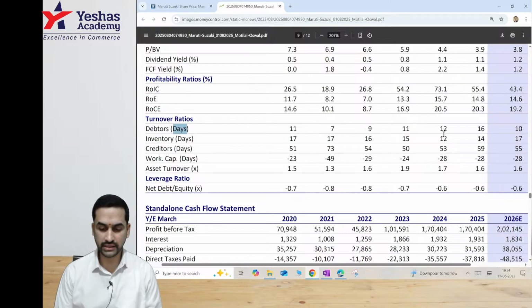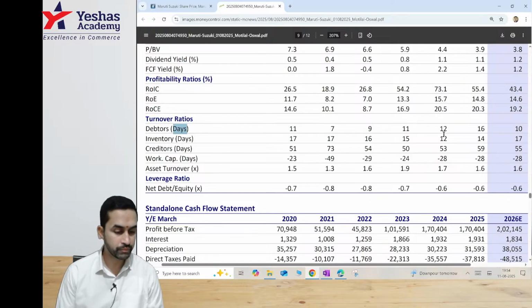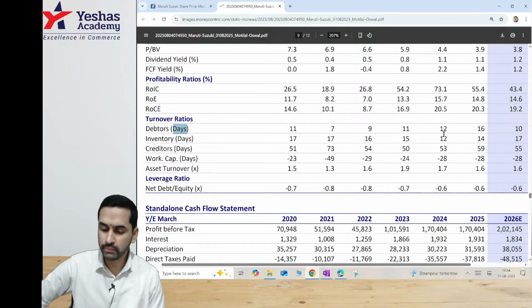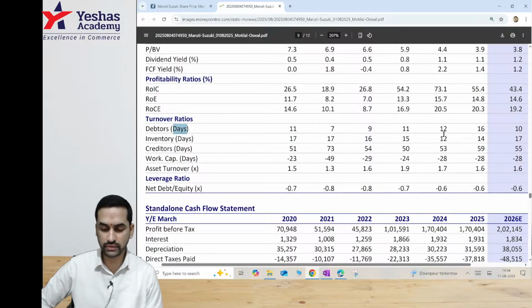You can see 17, 16, 15, 12. That means if they make the final product ready, once it comes to the showroom, it is sold within that many days. Sir, so many days you are saying, but these numbers are very small, like 12 days, 15 days, 14 days. How come they're able to sell the car within 12 days, 14 days, 15 days?